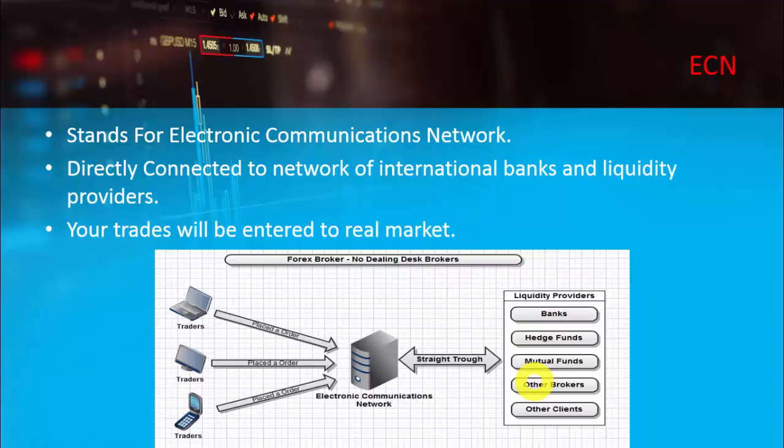Okay. So ECN stands for Electronic Communications Network. Basically, these are directly connected to a network of international banks and liquidity providers. Okay, and here your trades are going to be entered into the real market, and they will straightforwardly process your trades into the real market. Okay, so an ECN broker is the best broker ever. Always try to make your account on an ECN broker.